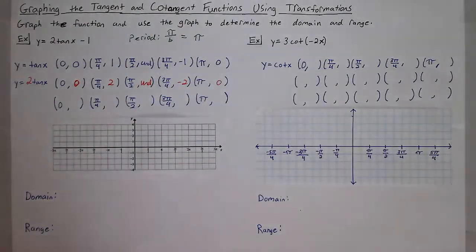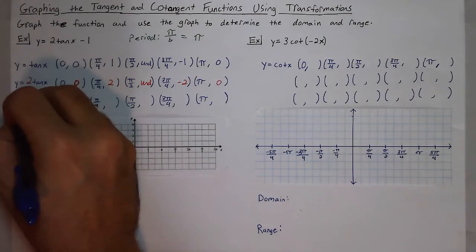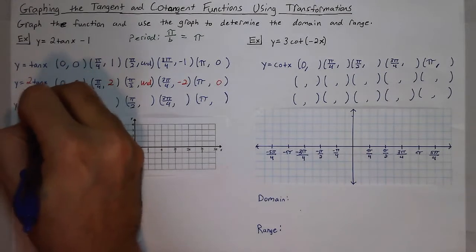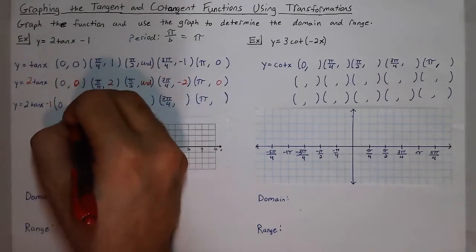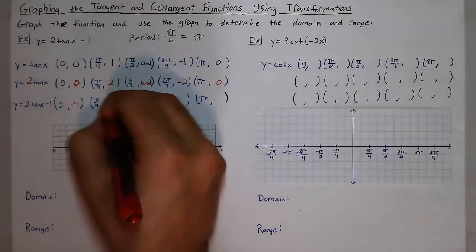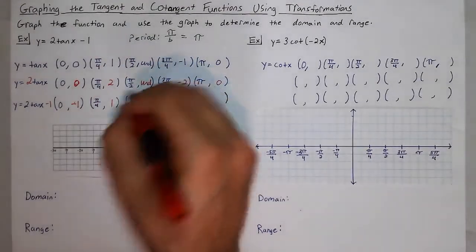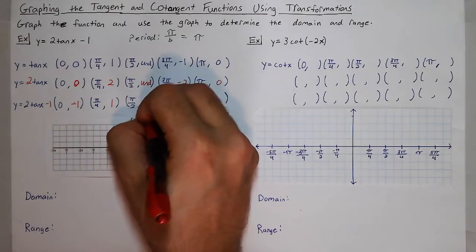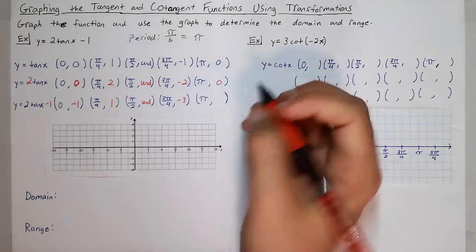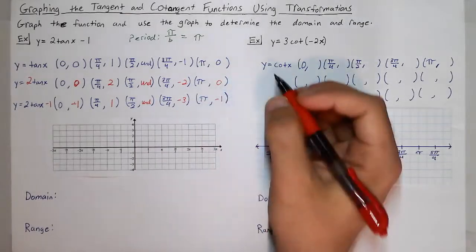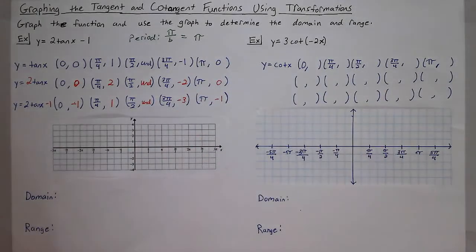Now we'll subtract 1. So 0 minus 1 is negative 1. 2 minus 1 is 1. Undefined minus 1, again, remains undefined. Negative 2 minus 1 is negative 3. And 0 minus 1 is negative 1. And now we'll go ahead and plot these points.